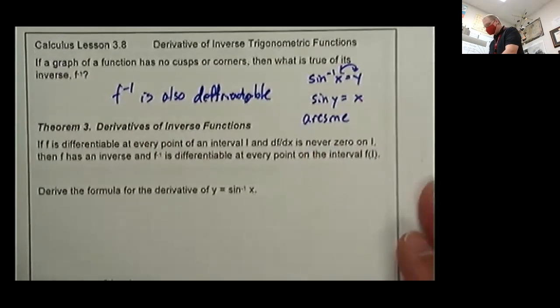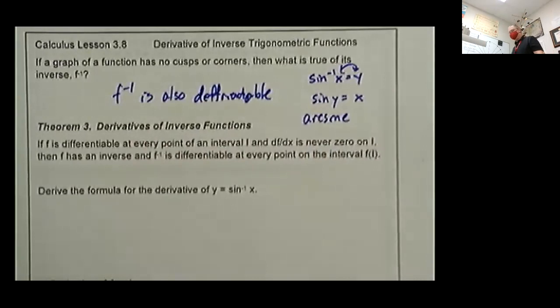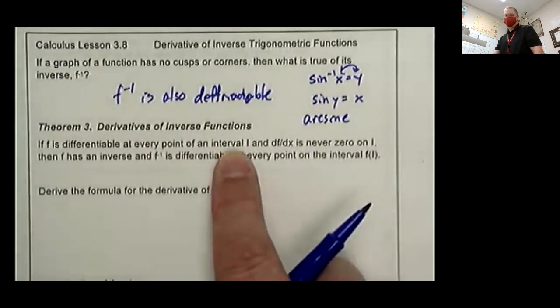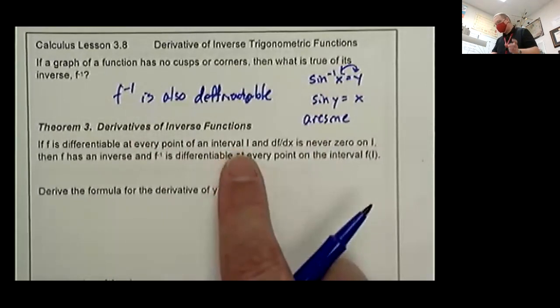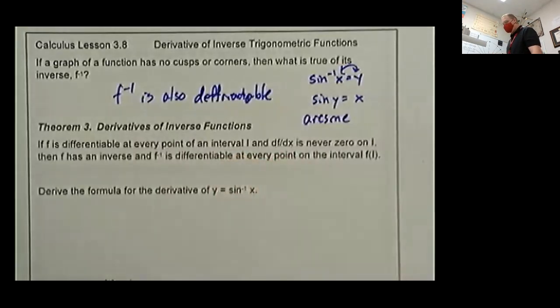Here we go, Theorem 3, the derivatives of inverse functions. If f is differentiable at every point of an interval I, and we would have talked about in trig what interval would work to make an inverse trig function, and df/dx is never 0 on that interval, then f has an inverse, and f inverse is differentiable at every point on the interval f of I. So wherever we define that interval for the trig function to be a function, the inverse will be differentiable. So let's look at deriving a formula for y equals sine inverse of x.